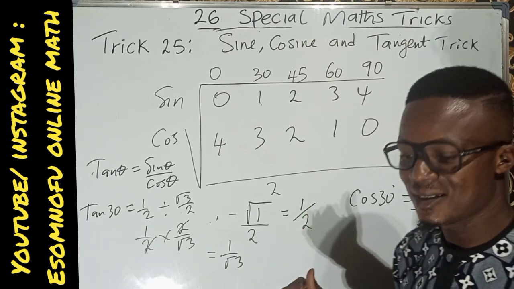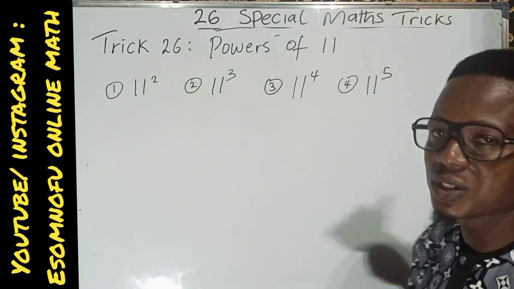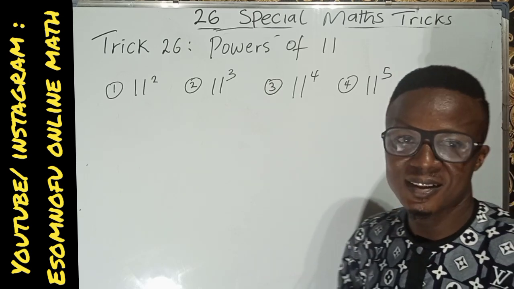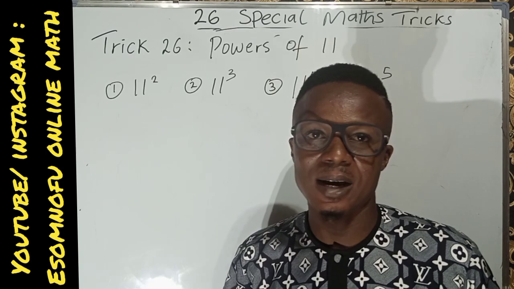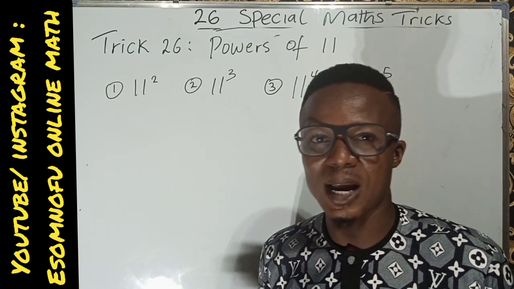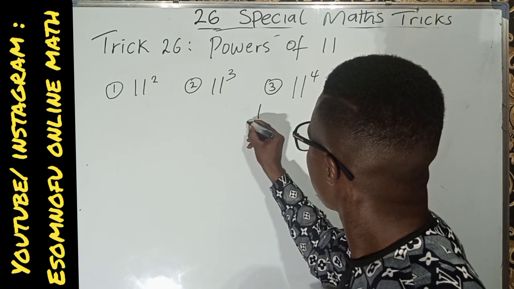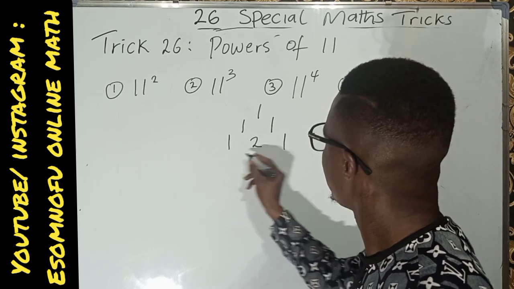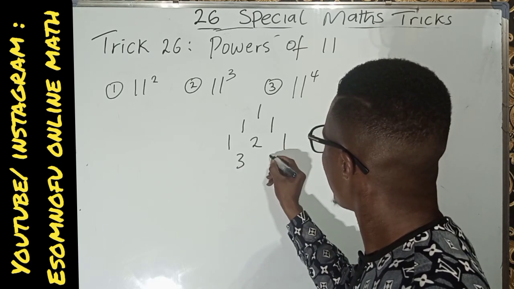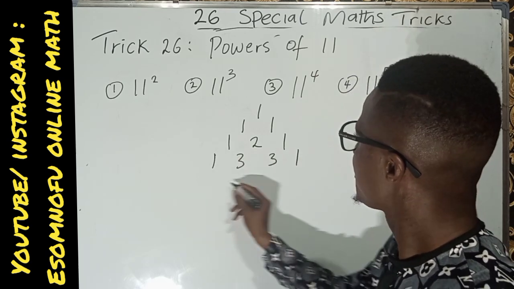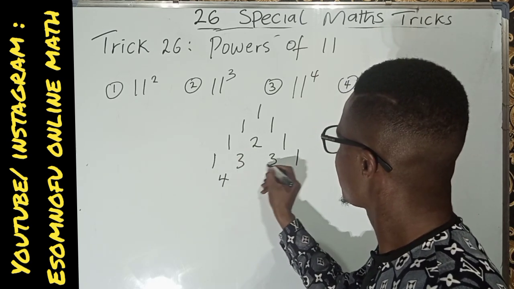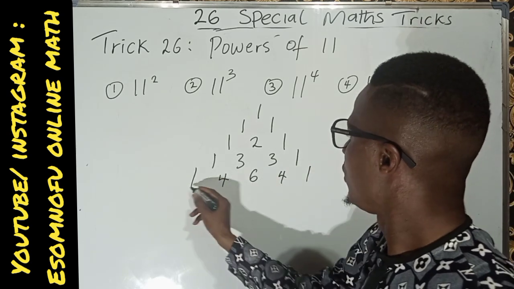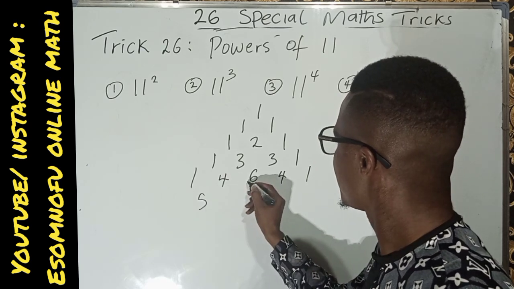Let us go to the last trick. Okay, this is now the 26th trick, which is the last trick I have for you in this particular video. We call it powers of 11. We can actually get the powers of 11 without a calculator following Pascal's triangle. Now look at how to do it. Just write 1, cover it with 1 and 1. 1 plus 1 is 2, cover it with 1 and 1. 1 plus 2 is 3. 2 plus 1 is 3, cover it again with 1 and 1. 1 plus 3 is 4. 3 plus 3 is 6. 3 plus 1 is 4, cover it again with 1 and 1. 1 plus 4 is 5. 4 plus 6 is 10.